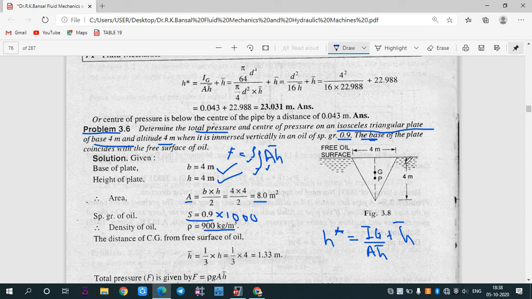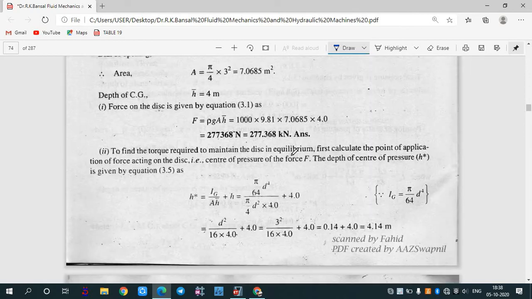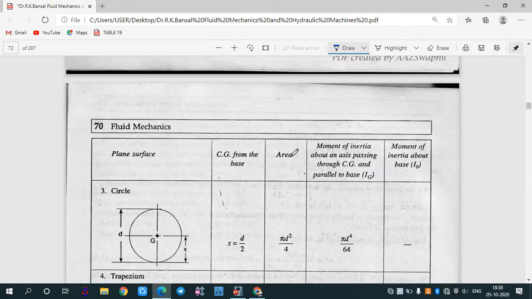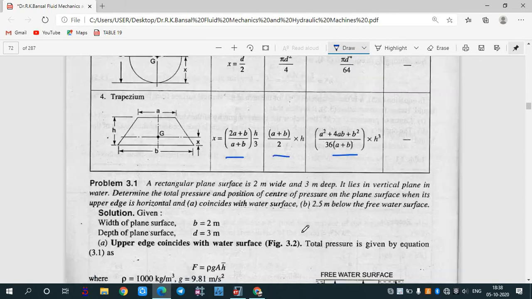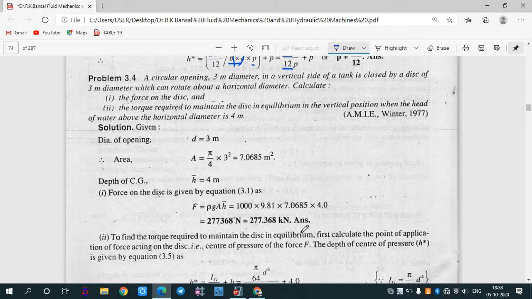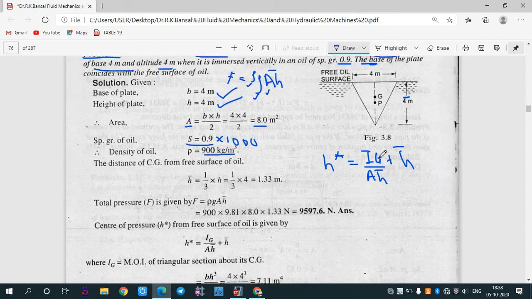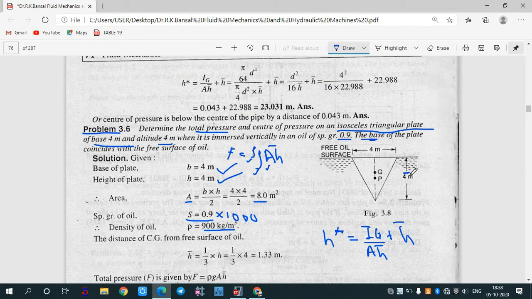Now we need to calculate the h bar. So h bar is the height from the free surface to the center of gravity of the body. So this height we need to know. It is h by 3, since it has been given in this question: the CG from the base is h by 3. So h is 4 meters, and 4 divided by 3 will give you the value of h bar.